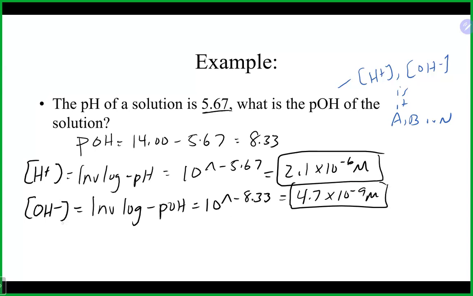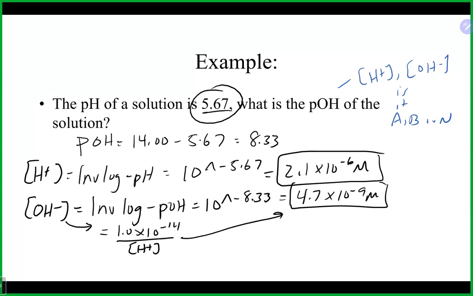Or as I mentioned before, alternatively, you could have just done your Kw divided by the H plus concentration. We should do it that way. Any questions on that? This is going to be based off the pH here, 5.67. Less than 7 is going to be acidic. Yeah. Any questions on those there? Okay.